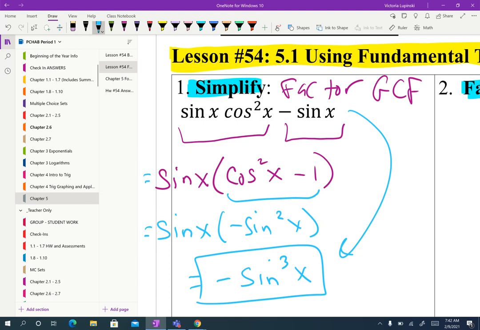Again, why are we doing that? What's the point? That becomes clearer the more we get into chapter 5. For now, you're simply practicing the mechanics and the skills, and also becoming more and more familiar with the identities themselves.